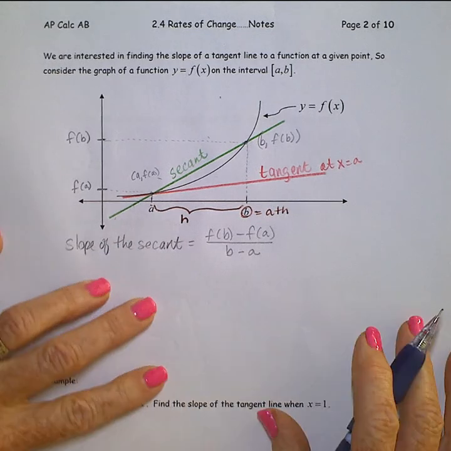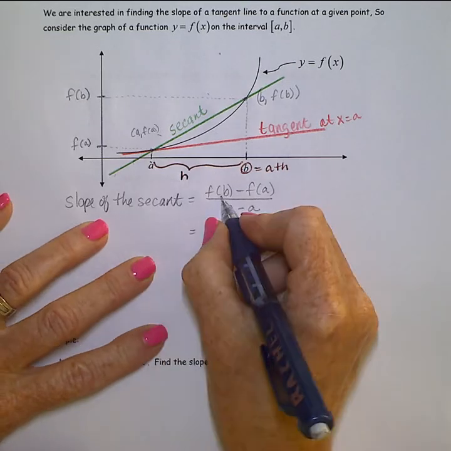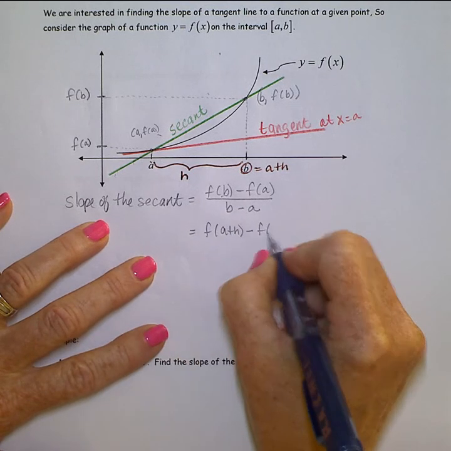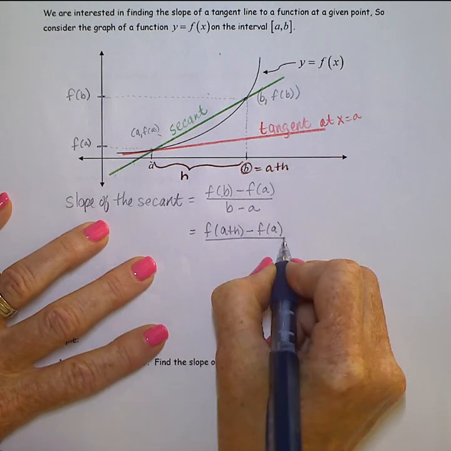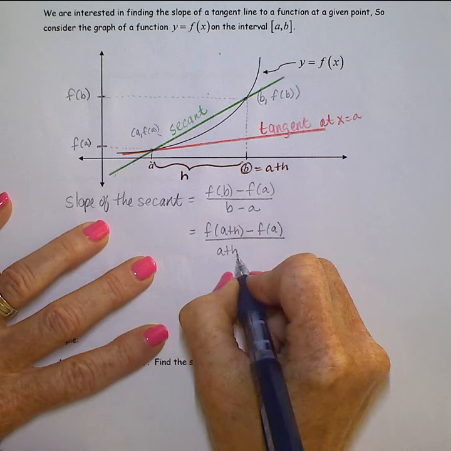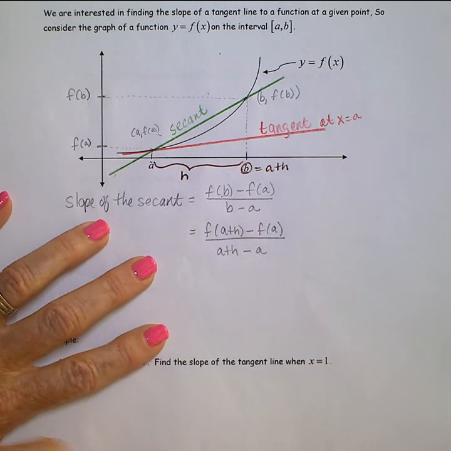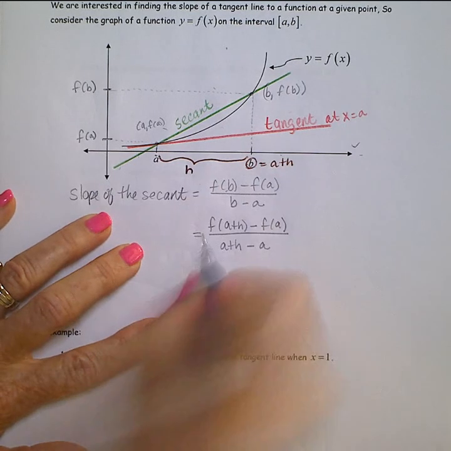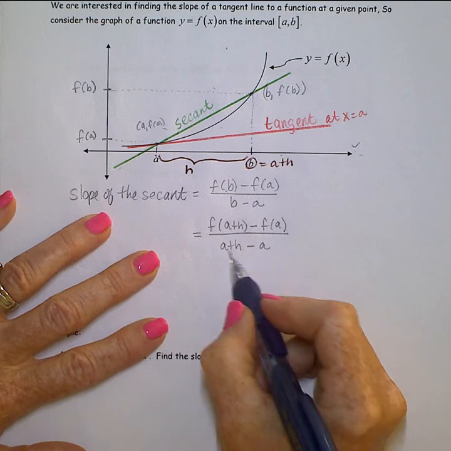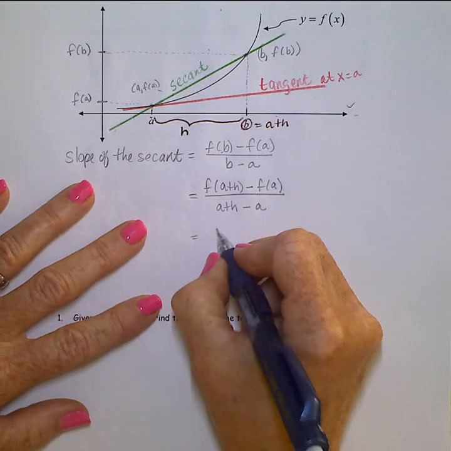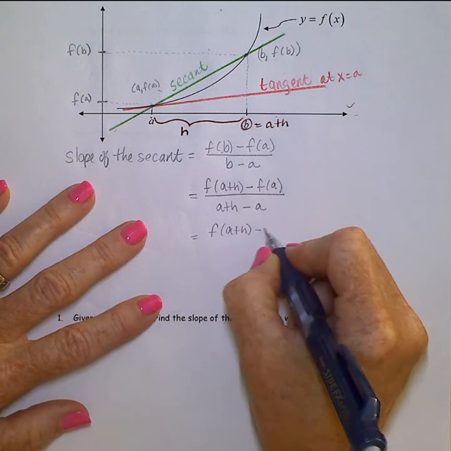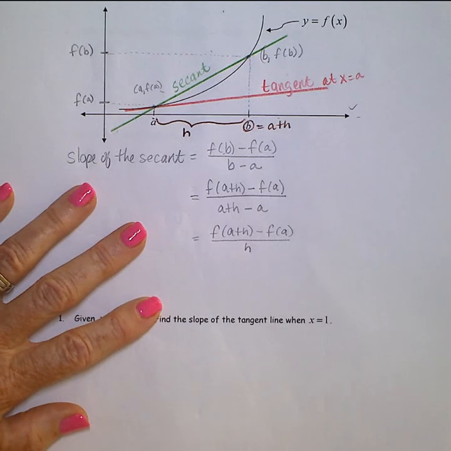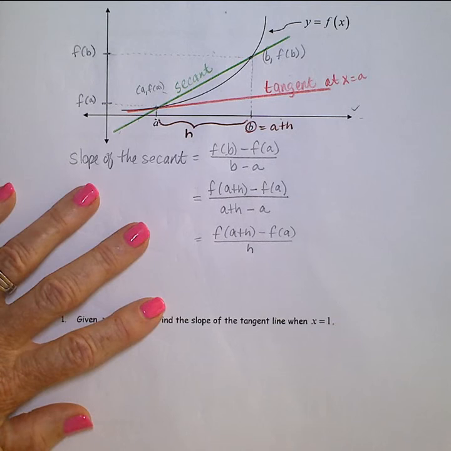Okay, now let's make those substitutions. So b is now a plus h. So we have f of a plus h minus f of a all over b, which is a plus h minus a. What happens? In the denominator, what happens? The a's cancel out, and this is f of a plus h minus f of a all over h. Yes? So far? Does that look familiar?